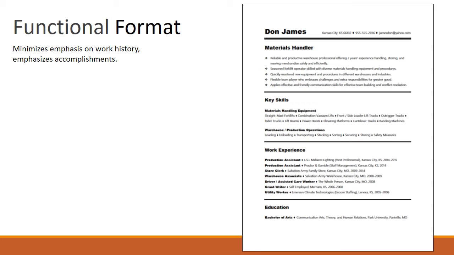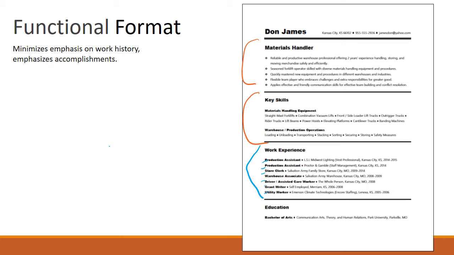Secondly, you have the functional format. The functional format minimizes your emphasis on work history and instead emphasizes your accomplishments. So here, look how small the work history is. Okay, so it's just this little bit right here. And what's also noticeable is he doesn't sell anything under each job. He just kind of lists where he was and when. Most of the selling is happening in a different spot. It's happening in the summary and in the key skills section.